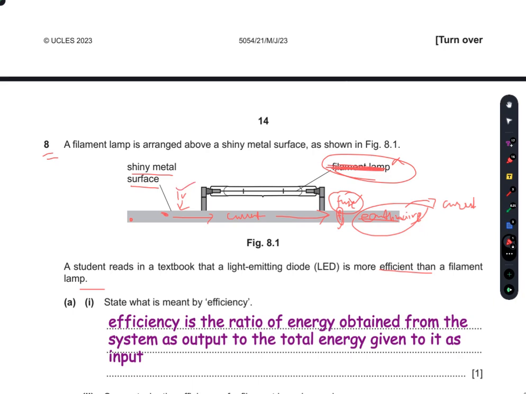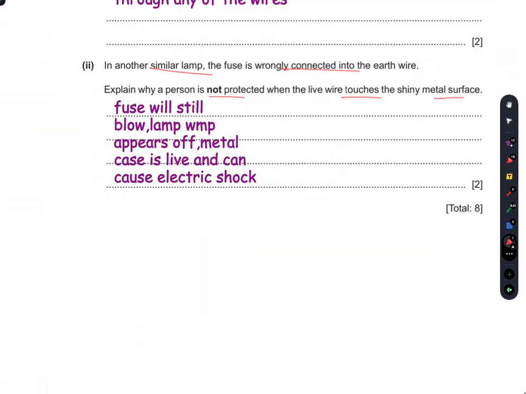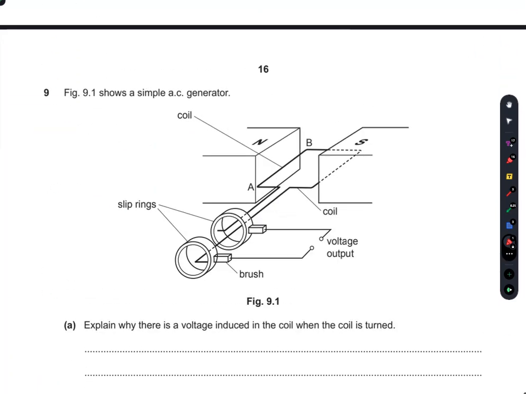But because the live wire is in constant touch with the earth wire, the current will still flow through it, although the fuse will try to interrupt here, but it cannot do anything here. The current will still flow to the shiny metal surface. As soon as someone touches the shiny metal surface, he will get an electric shock. So that's our answer.